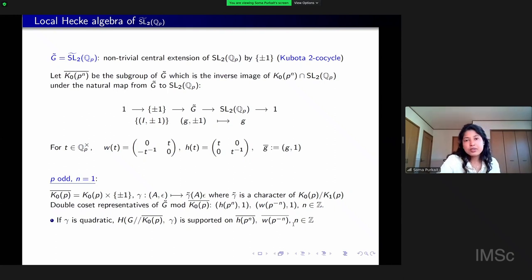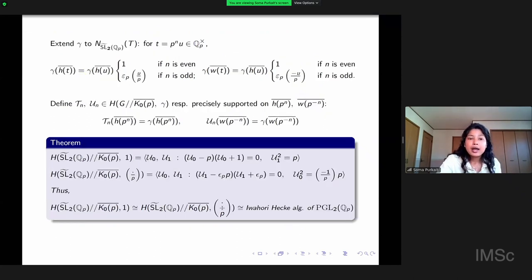Okay, so we are going to assume gamma is a quadratic character. We want to extend gamma so that we can define gamma for these elements H_t's and W_t's. These are the elements of precisely the normalizer of the torus T in SL_2 tilde (Q_p), and we just define it like this. We can define it so that it's compatible, and we use this definition of gamma to define T_n and U_n.